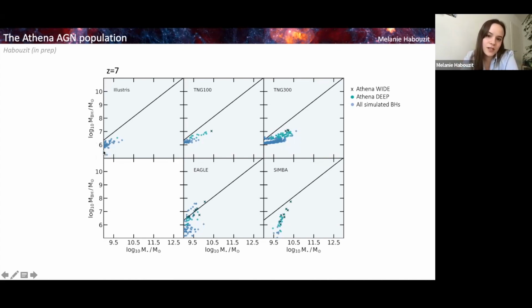So blue dots are the black holes in the simulation. The green dots are the black holes that we could see with a very high sensitivity, such as the Athena Deep Survey.